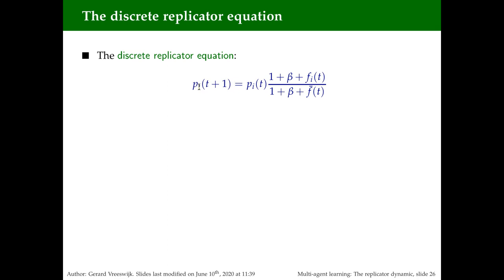So the proportion of species I in the next round is equal to the proportion of species I in the current round times, well, if your payoff matrices only contain positive numbers, then you can leave out this, times the fitness of species I divided by the average fitness. That's the discrete replicator equation you can use in your programming assignment.